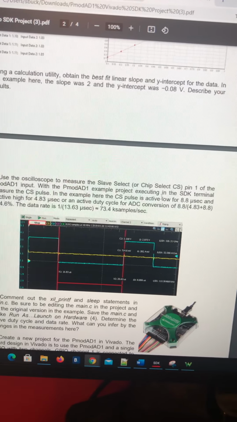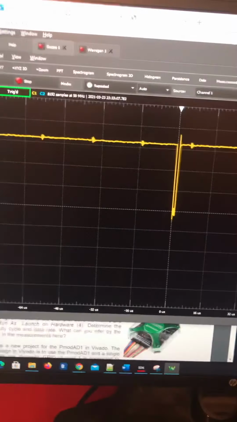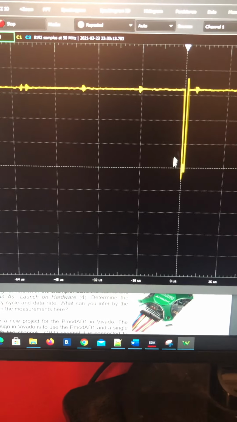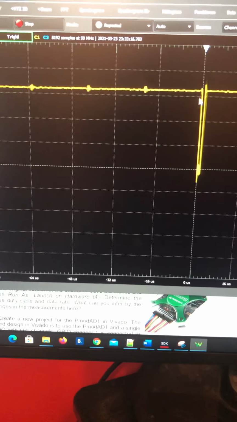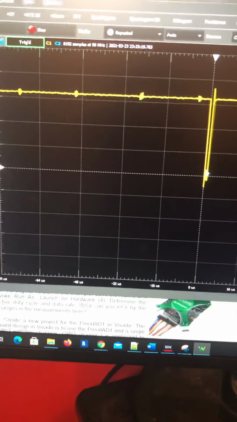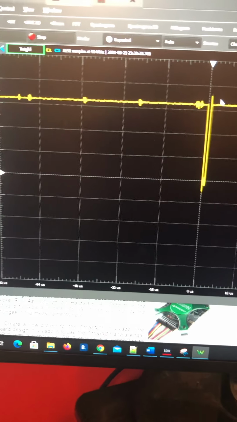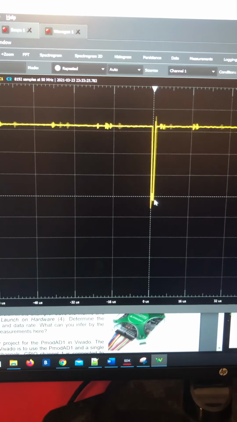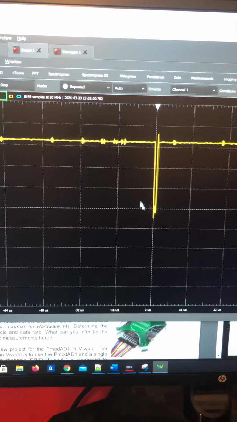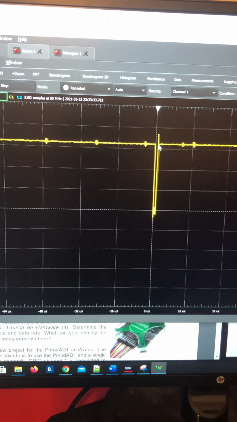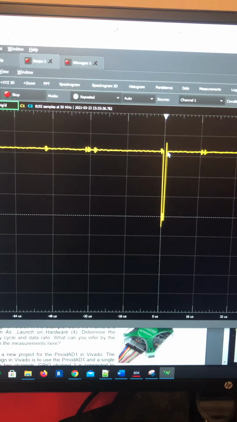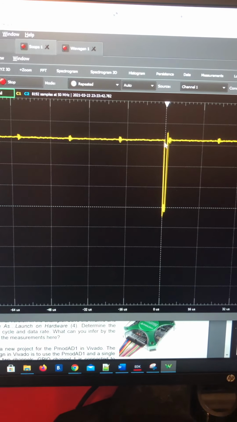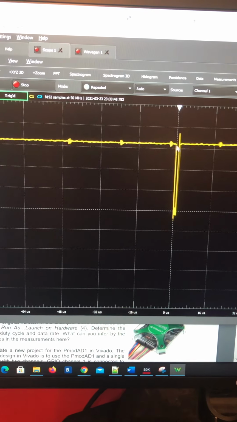The CS pulse is active low, inactive high. So the active low would be the time from the beginning of this dropping to 0 to the end of it, or to it going back up to 3 point whatever that is, because when it is low, that's when the pin is getting the data. And then the inactive high would be the time from it coming back to approximately 3.2 until it goes back down to 0. And the sample rate, like I said, would be 1 over the time from the beginning of an active low to the next beginning.